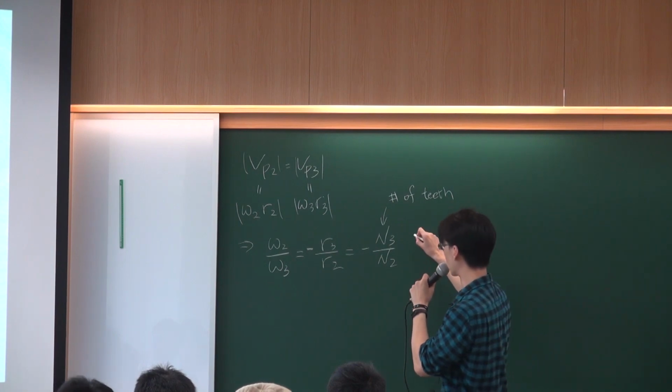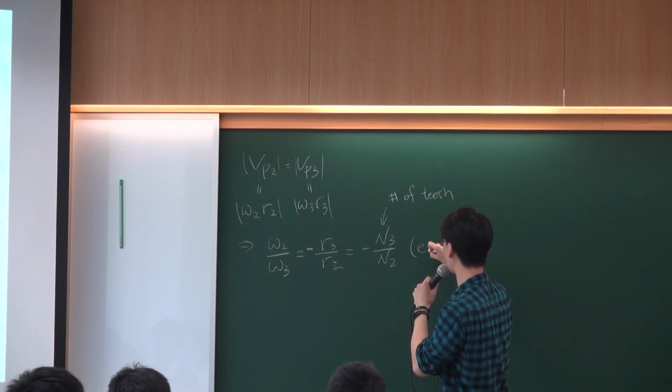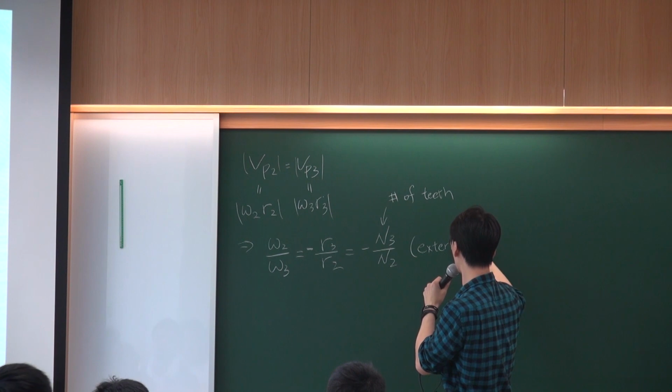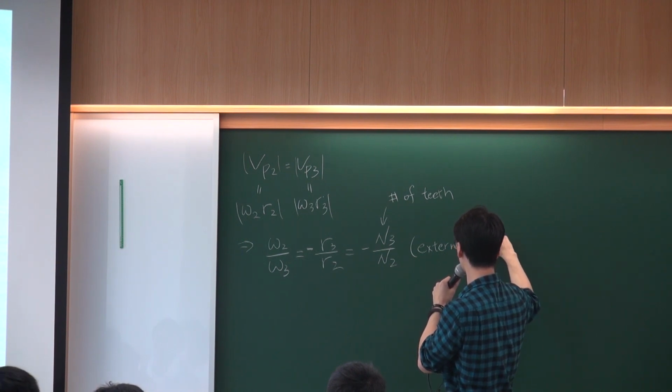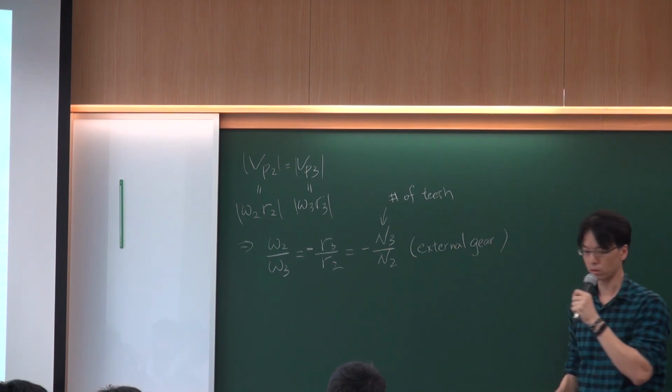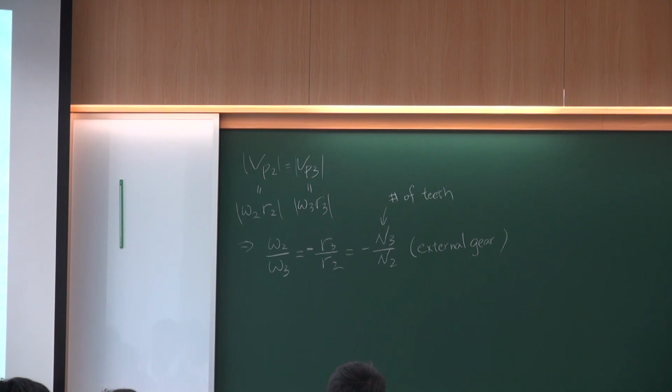So this one is for the external gear. That's the most commonly seen gear. For external gears, their speed ratio is the inverse of their number of teeth ratio. Any question for this one?